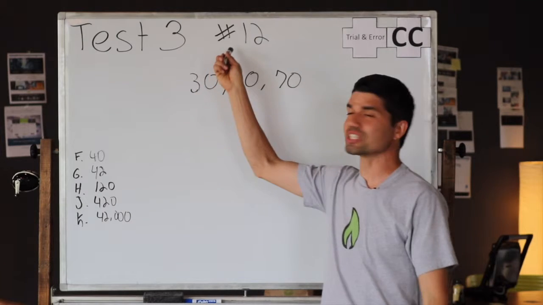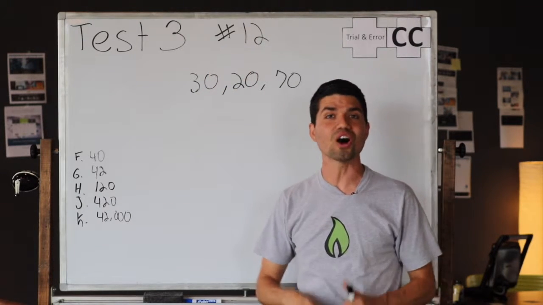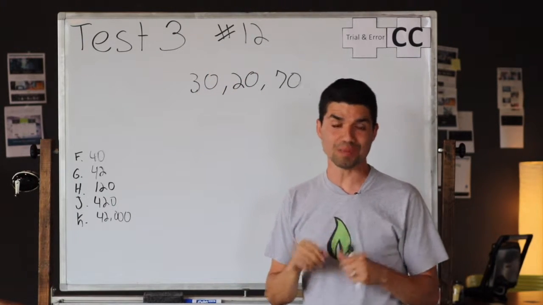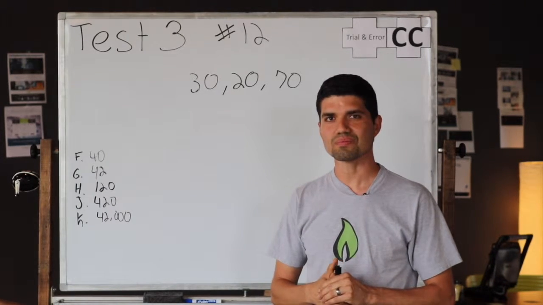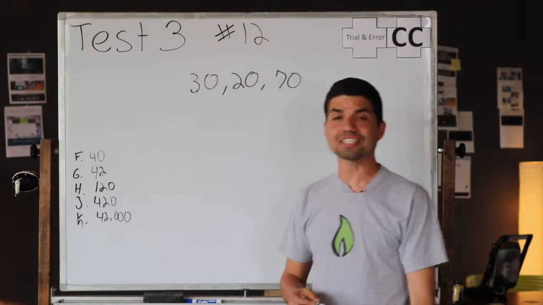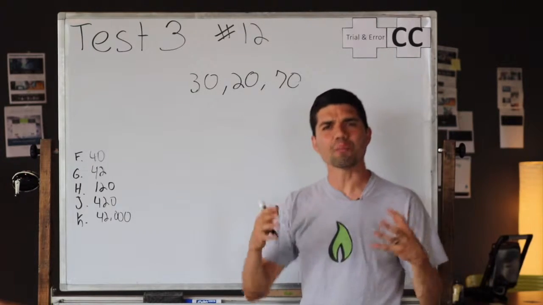Now we're focusing in on question number 12 on test 3. So what I'm going to do is pause to give you a chance to read over that question. So that was a short question. It's asking for what is the least common multiple.